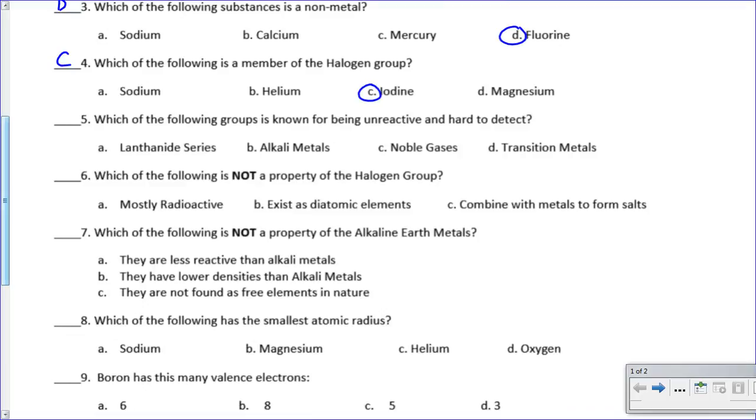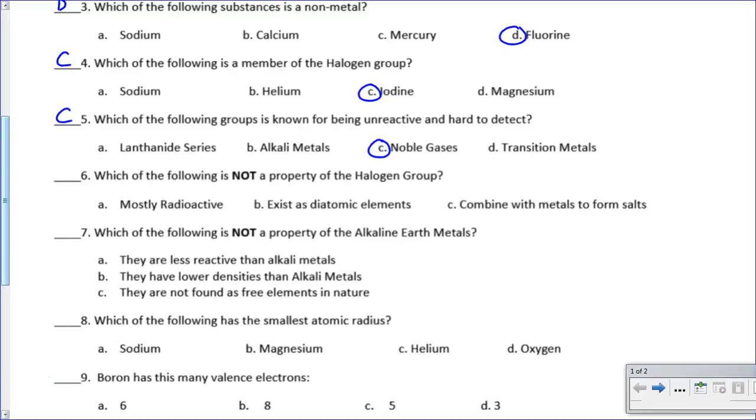Number four, which of the following groups is known for being unreactive and hard to detect? On this one, we're going to be talking about the noble gases. They don't react with anything, that's why they're called noble. And then also, they're so hard to detect that we didn't know that they existed for a really long time. That's just something that I mentioned in the course of teaching this.